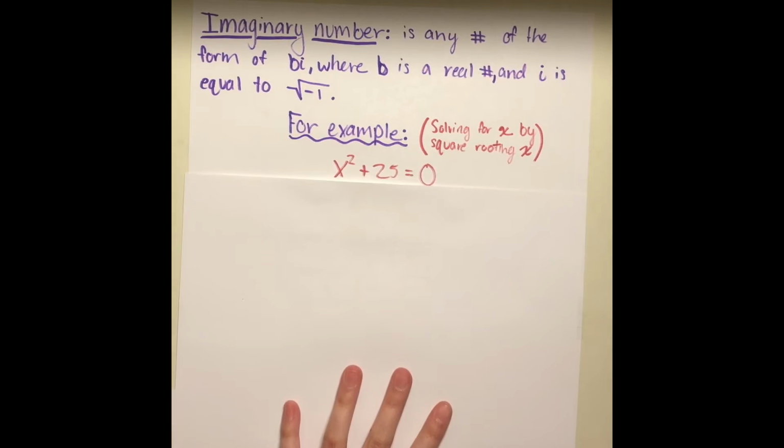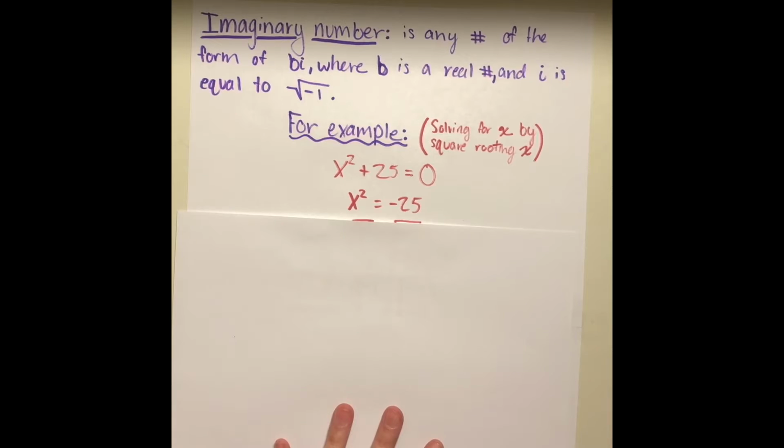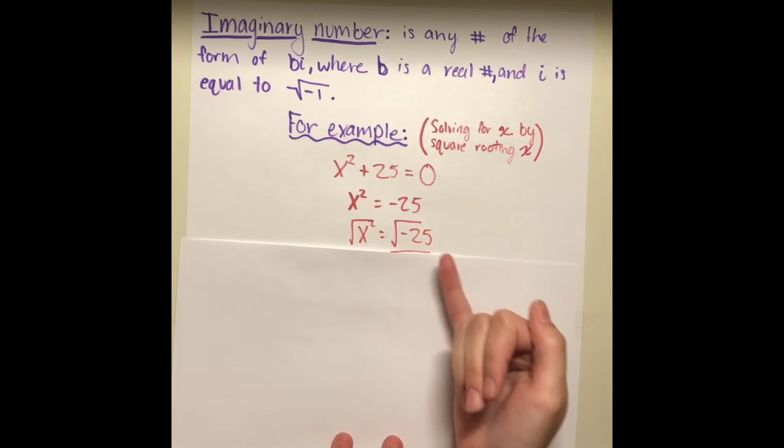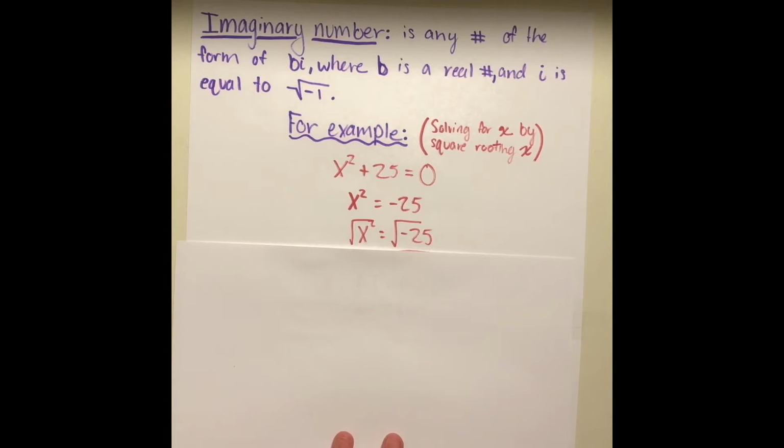We're going to start off with this equation, just solving for x. The first thing you see you have to do is subtract 25 from both sides. That's simple. Then it's x squared, so I have to square root x squared, but I also have to do it to the other side. But then you see, oh no, you can't square root negative numbers. Well, you can now, because imaginary numbers allow us to do that.